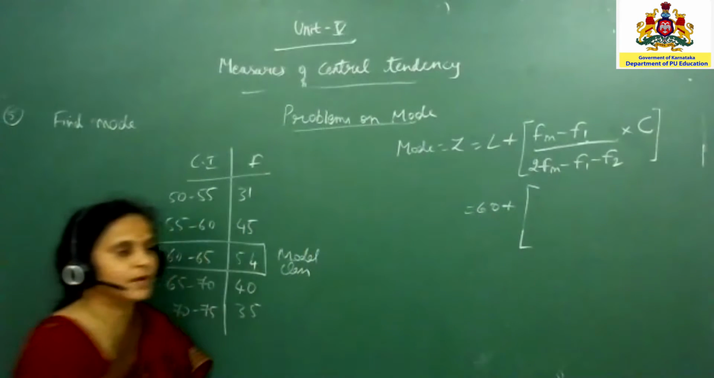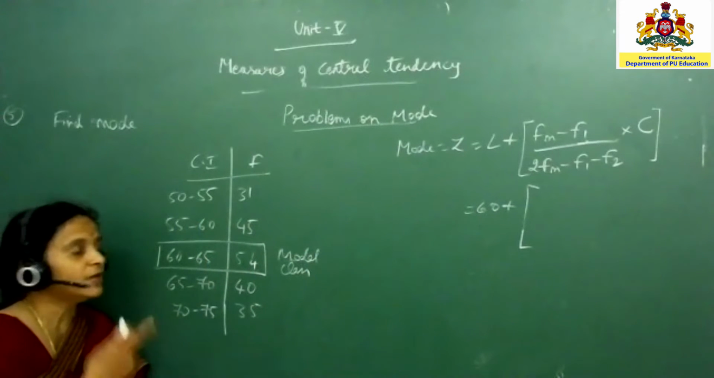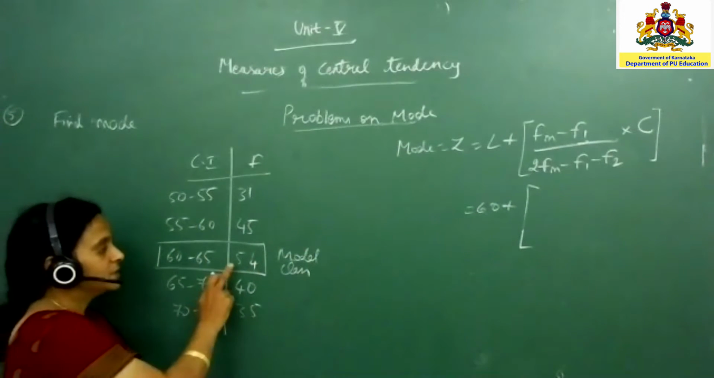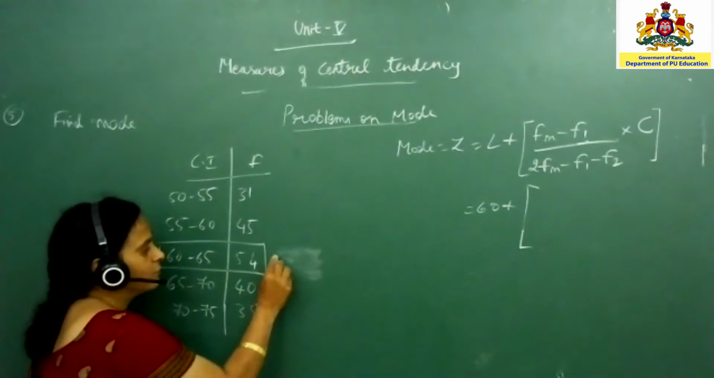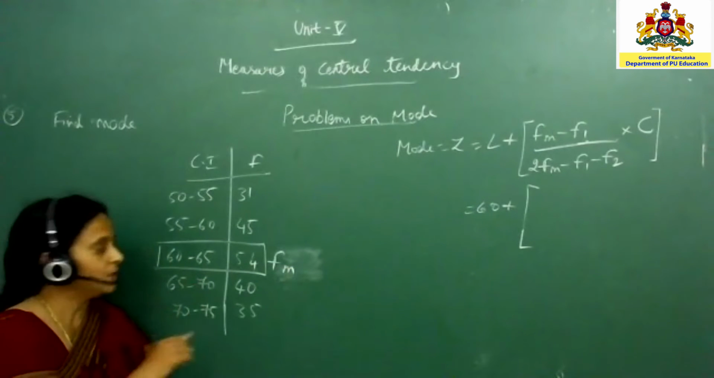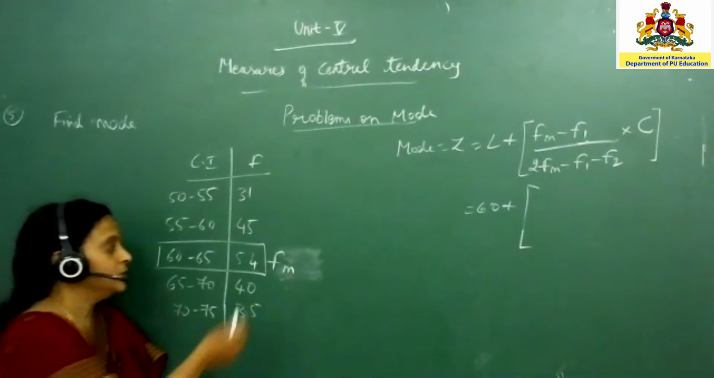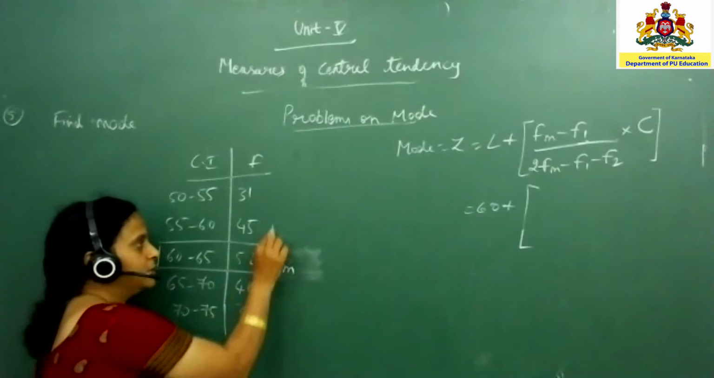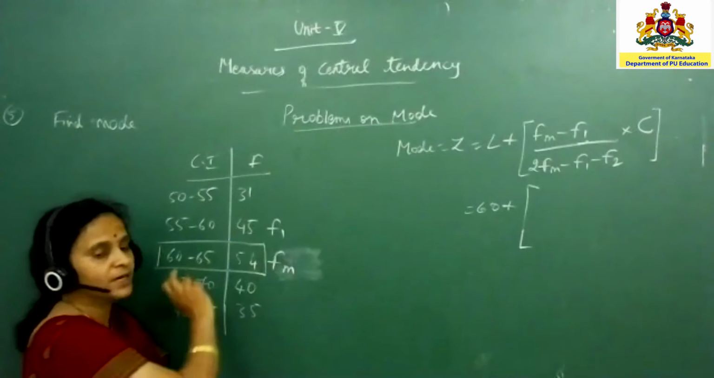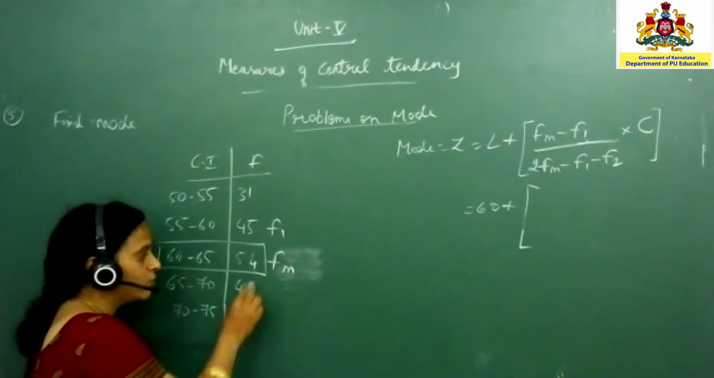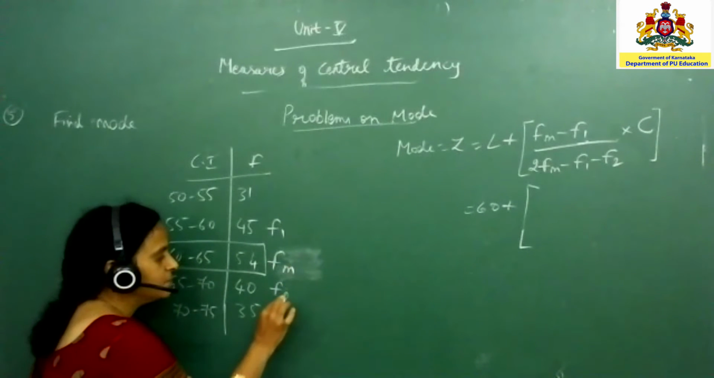Next, F indicates frequency and m is the modal, so Fm is the frequency of the modal class. The frequency of the modal class here is 54, so I write 54 as Fm. Next, there is F1, the preceding frequency. Here the preceding one is 45, so this becomes F1. Next, F2 in the formula means the succeeding frequency corresponding to this modal class, here 40. So this becomes F2.